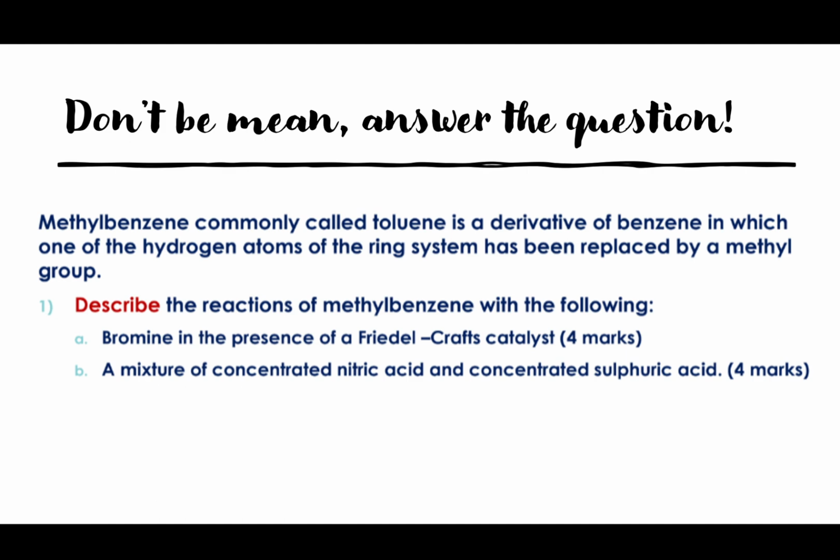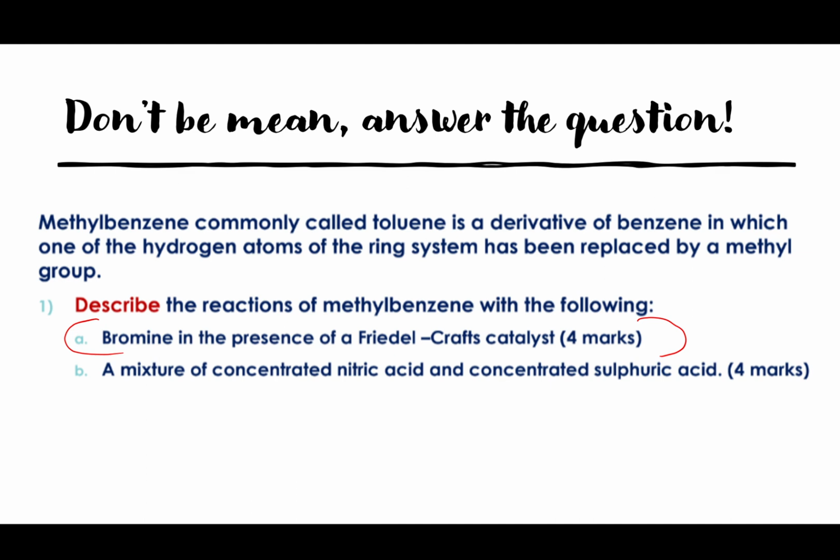Some persons tend to jump to mechanisms each time they see a question. Don't jump to mechanism. The question never asks you to write any mechanism. It says to describe it. So what you're going to be doing is writing the equation using structural formulae to see exactly what the problem is. So for A, what would be the product? Sir, 2-bromomethylbenzene and 4-bromomethylbenzene.